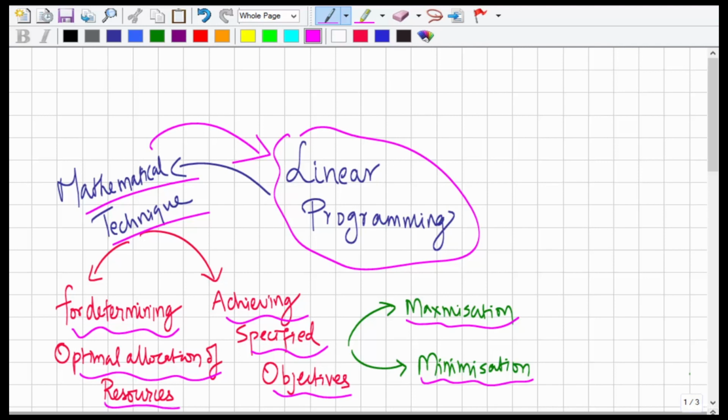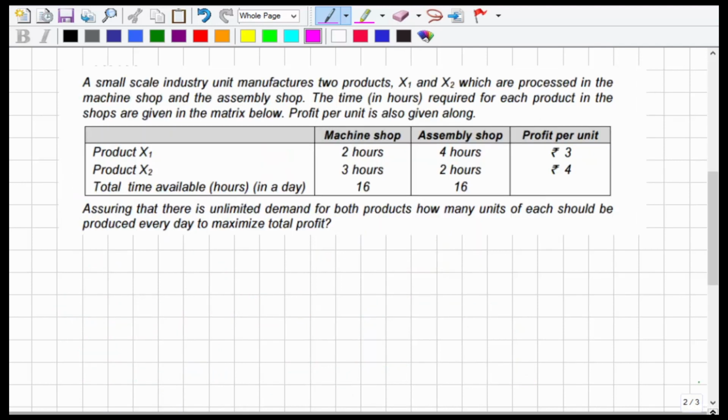To understand this, let's look at one real scenario. Here you have a small scale industry unit that manufactures two products, X1 and X2. X1 and X2 are products which are processed in the machine shop and assembly shop. The time in hours required for each product in the shops is given in the matrix. Profit per unit is also given along.